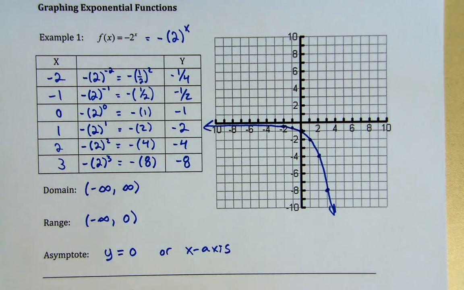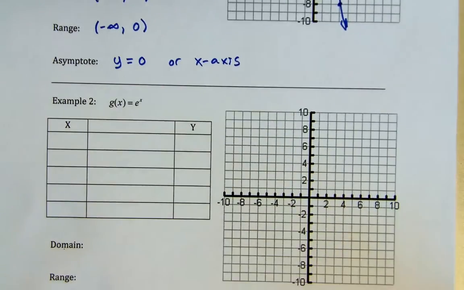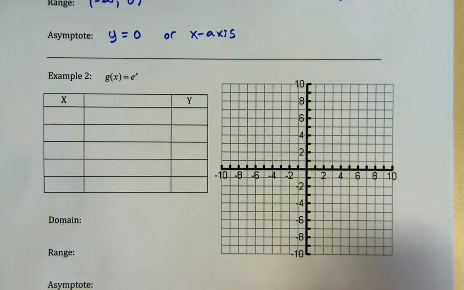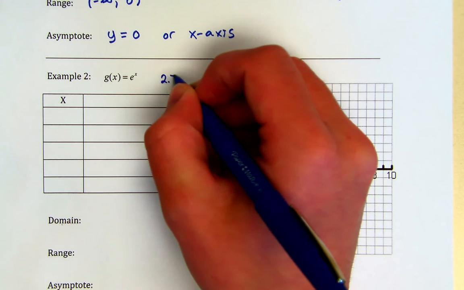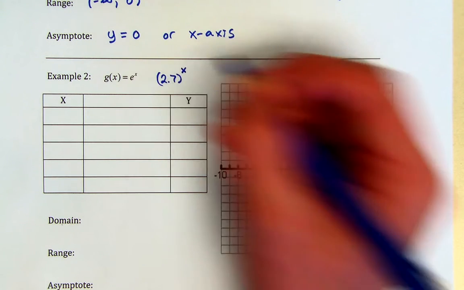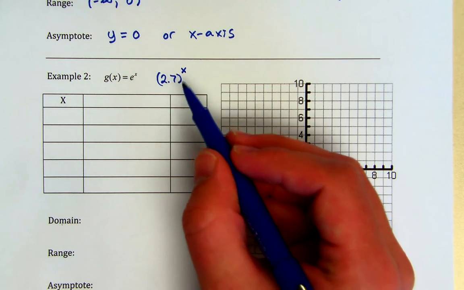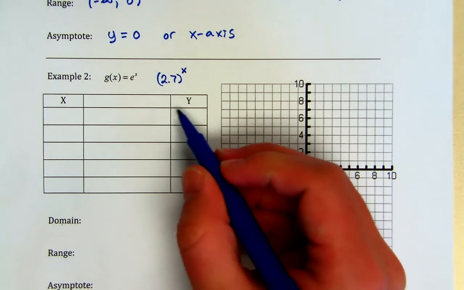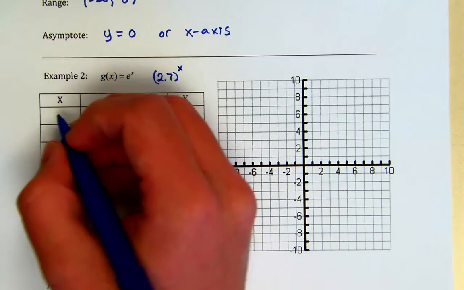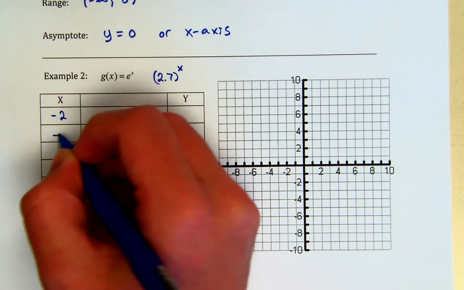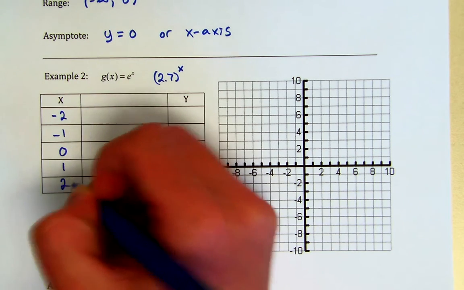So let's go through another example here with our constant e that we learned about in the last video. So remember that e is about 2.7 raised to the power of x. So when I do this, I can put this in my calculator and get some values, or I can just leave it as fractions. Let's try our basic negative 2, negative 1, 0, 1, 2.